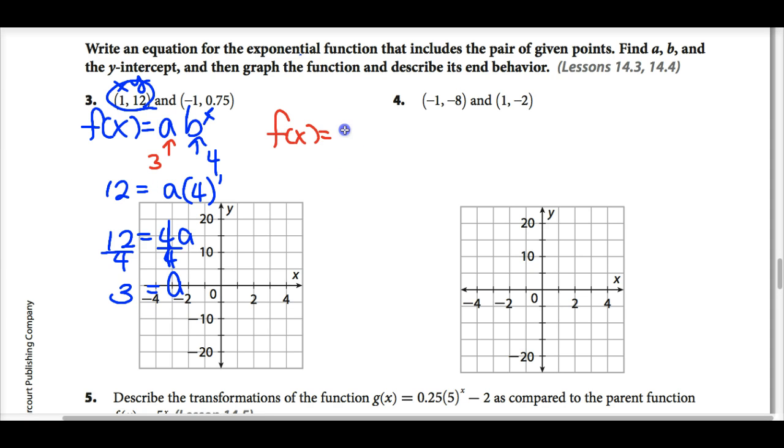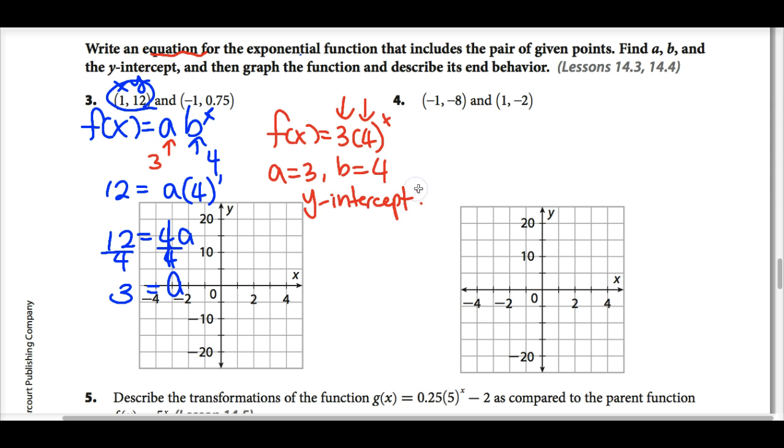F of x equals 3 times 4 raised to the x power, okay? And so that is the equation for question number 3. Once we have the equation, now all we have to do is find a, b, and the y-intercept. So what did I say? A is 3, b is 4, because this is a and this is b, right? And what is the y-intercept?